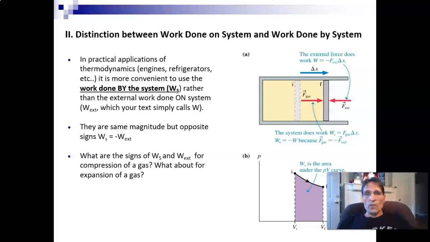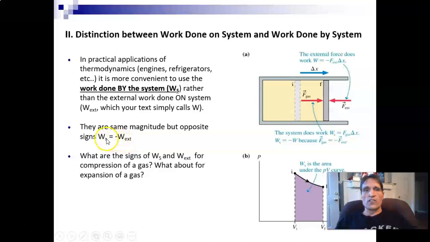Now, when we start talking about engines and refrigerators, it's often more convenient to express the first law of thermodynamics in terms of the work done by the system, for example, by the gas, rather than the external work done on the system, which is the work done on the gas.